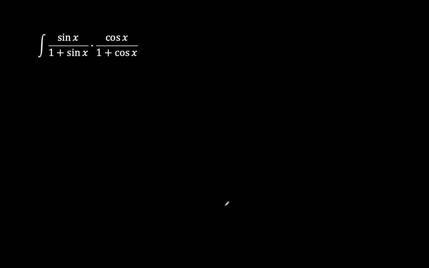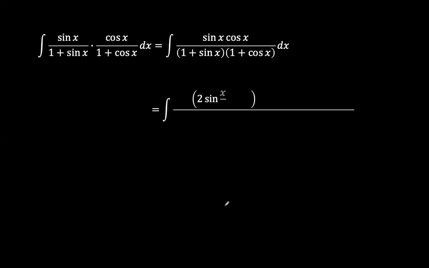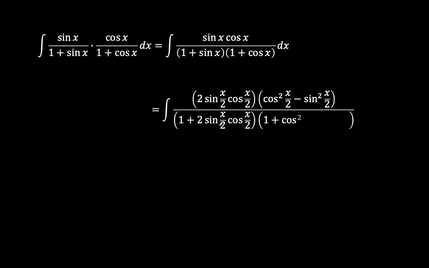So sine x over 1 plus sine x times cosine x over 1 plus cosine x could be now expressed in the half angle formalism where sine x is the same as 2 sine x over 2 times cosine x over 2, and cosine x is the same as cosine squared x over 2 minus sine squared x over 2. And then obviously 1 plus sine x is 1 plus 2 sine x over 2 cosine x over 2. And then 1 plus cosine x is the same as 1 plus cosine squared x over 2 minus sine squared x over 2.